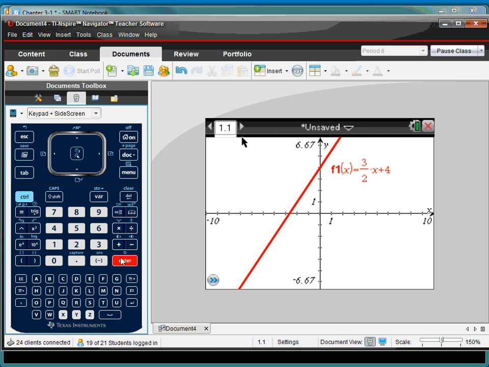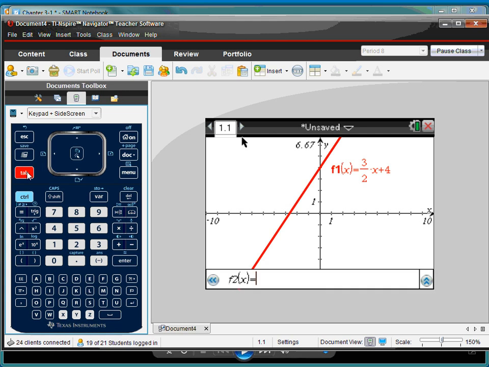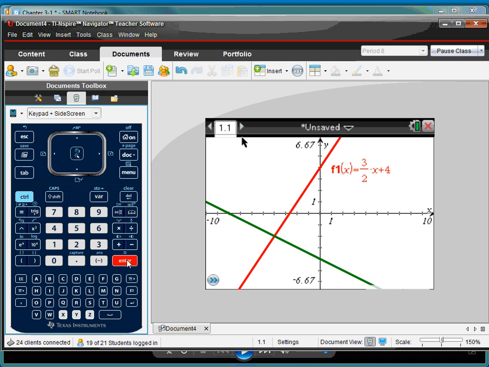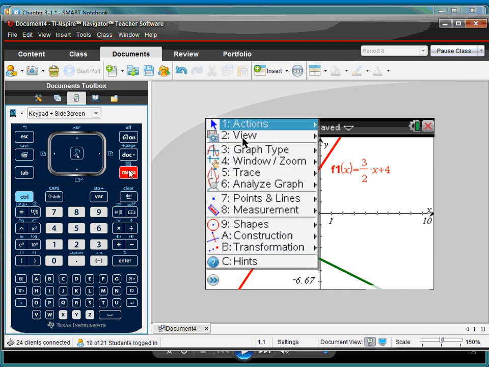How do I enter my next function? Hit tab. Now what do I do? Negative 1/2 x minus 4. There's my second function. Do you see it actually cross? So what do I hit? Menu. Then what? Analyze graph.